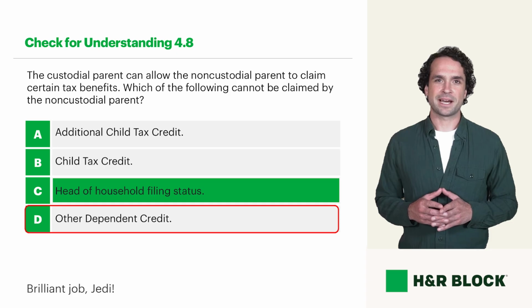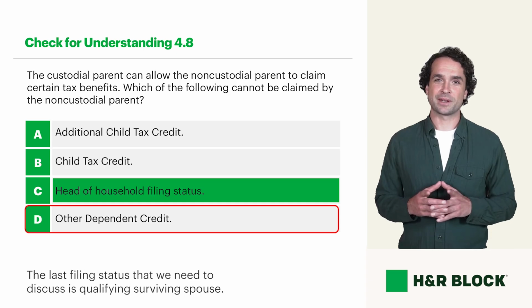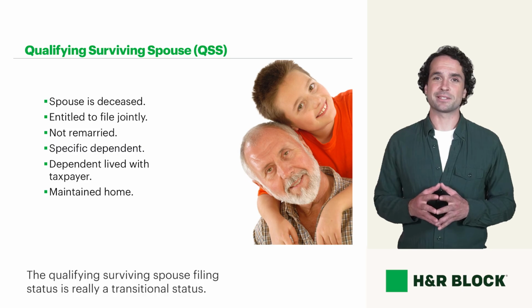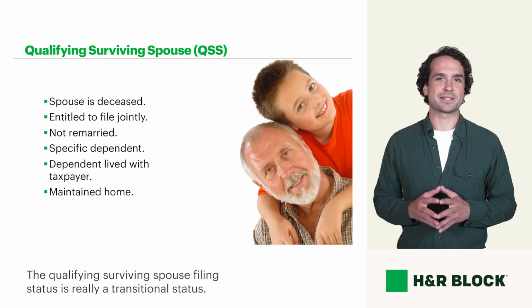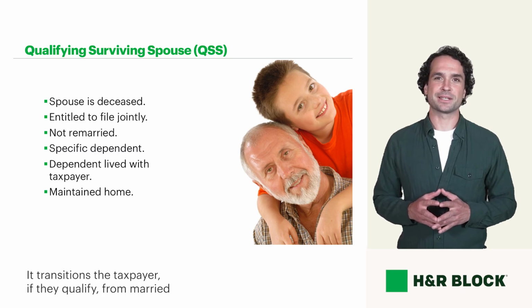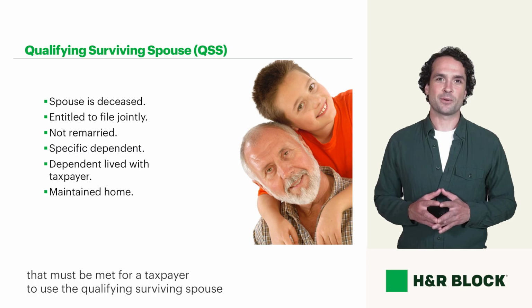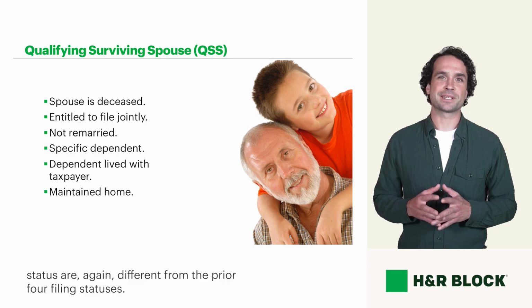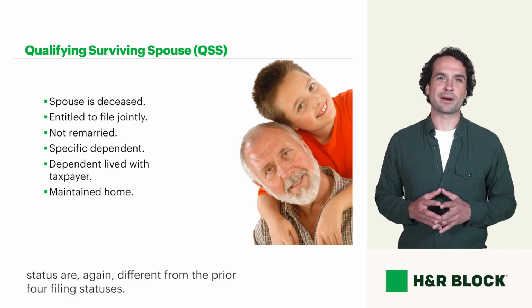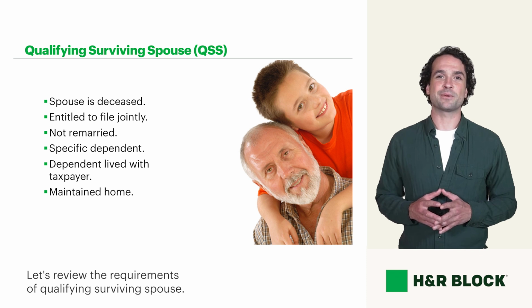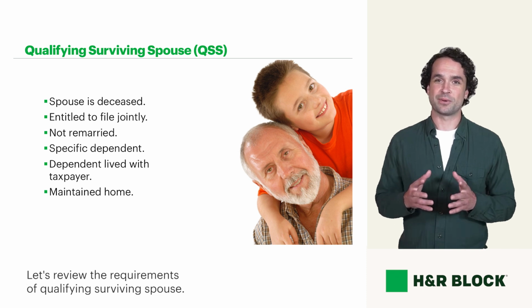Brilliant job, Jedi. The last filing status that we need to discuss is qualifying surviving spouse. The qualifying surviving spouse filing status is really a transitional status. It transitions the taxpayer, if they qualify, from married filing jointly to head of household over a period of time. The requirements that must be met for a taxpayer to use the qualifying surviving spouse status are, again, different from the prior four filing statuses. Let's review the requirements of qualifying surviving spouse.